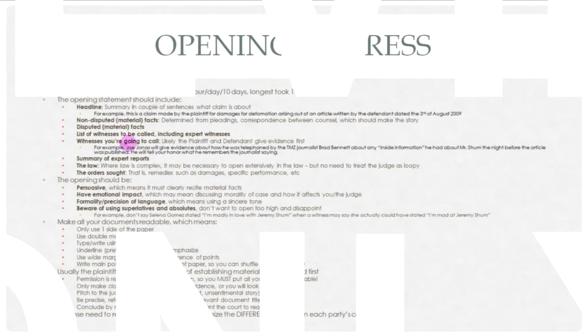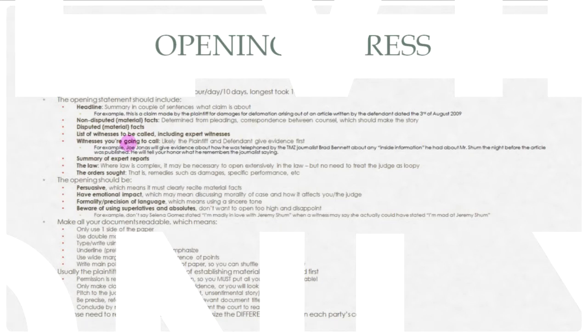The opening statement should include a headline. So this is a summary in a couple of sentences about what the claim is. For example, this is a claim made by the plaintiff for damages for defamation arising out of an article written by the defendant dated the 3rd of August 2009. And also then comes the non-disputed or material facts. This is determined from the pleadings, so the correspondence between counsel, which should make the story. Then you've got the disputed facts, the material facts.